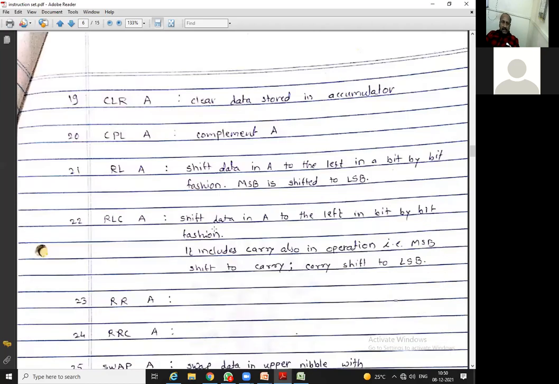Next one, that is the CLR A. CLR, that is clear the data. But whose data has to be cleared? So it clears the data stored in the accumulator. आता ही इन्स्ट्रक्शन व्यवस्थित लक्षात ठेवायची आहे. राईट नाउ वी आर फोकस्ड ऑन लॉजिकल ऑपरेशन. तर लॉजिकल ऑपरेशन्स मध्ये अक्युमुलेटरचं क्लिअरिंग आहे.